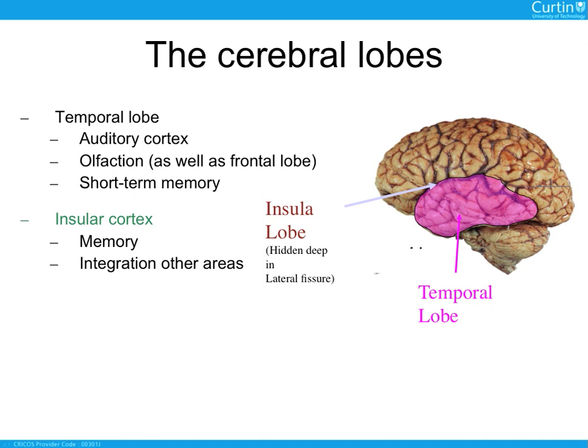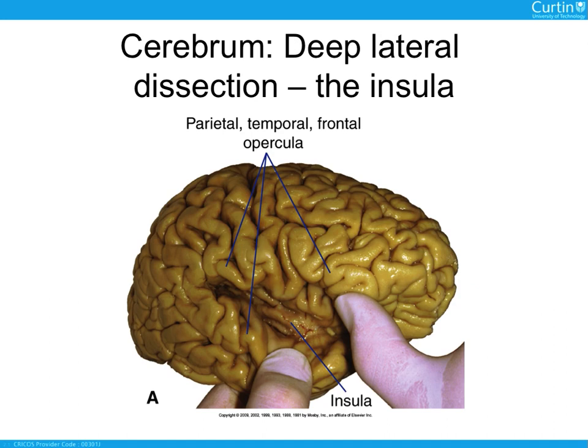Now, deep to the temporal lobe, we have our insular cortex. Important in memory, and it's also important in something that I'm particularly interested in, which is pain perception. If you were to try and dissect down to the insula, you would have to cut along the lateral fissure of Sylvius and remove some of the pia mater overlying the gyri and sulci, and peel it away, as you can see there. Then you can see some more cerebral cortex, and that's the insula.